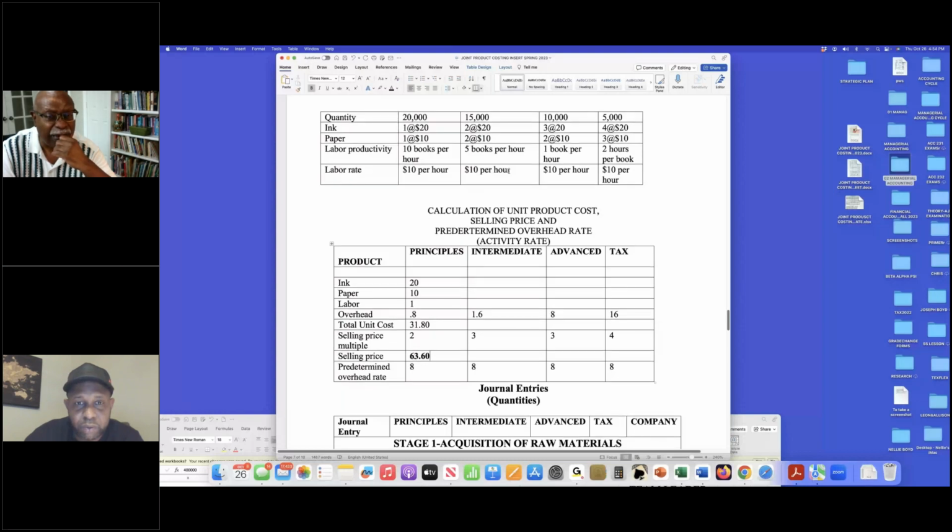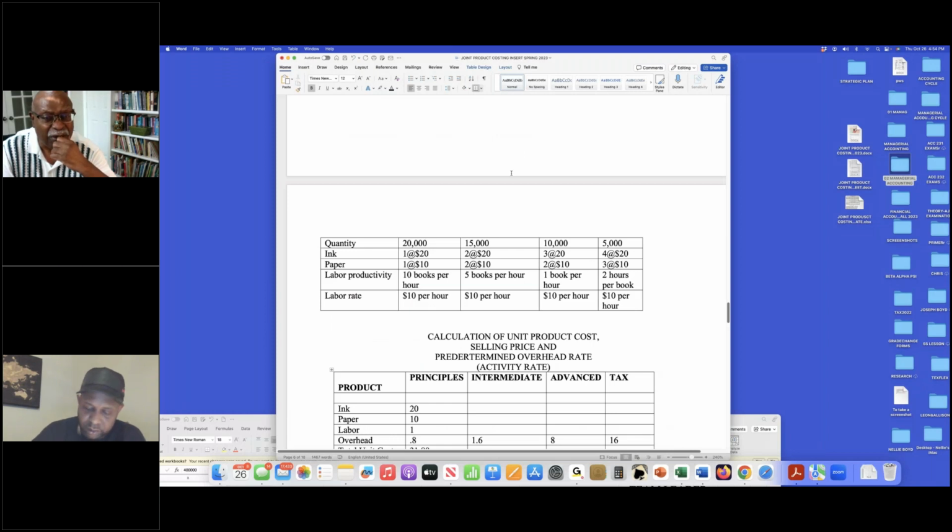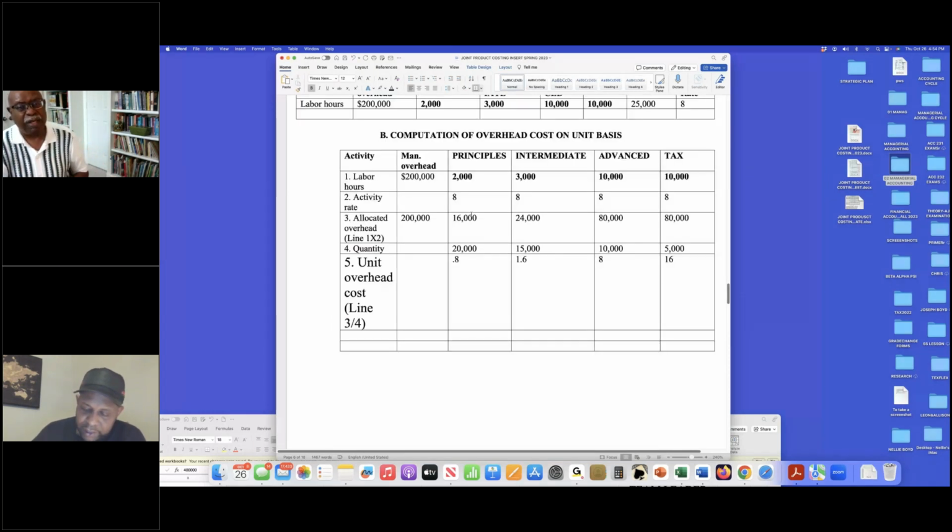How did we get 200,000 divided by 25? Are you talking about the 0.8? Yes. How did we get the 0.8? You allocated overhead for that book. It wasn't 200,000, it's 16,000. That's part of the 200,000. We divide by the quantity and we got 0.8. Everyone see that?